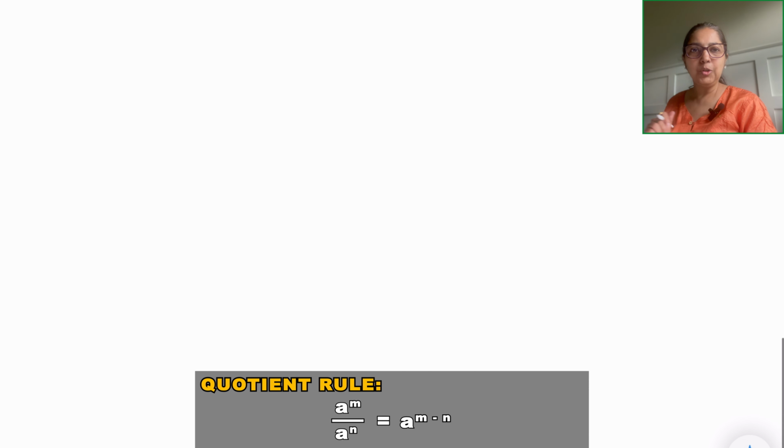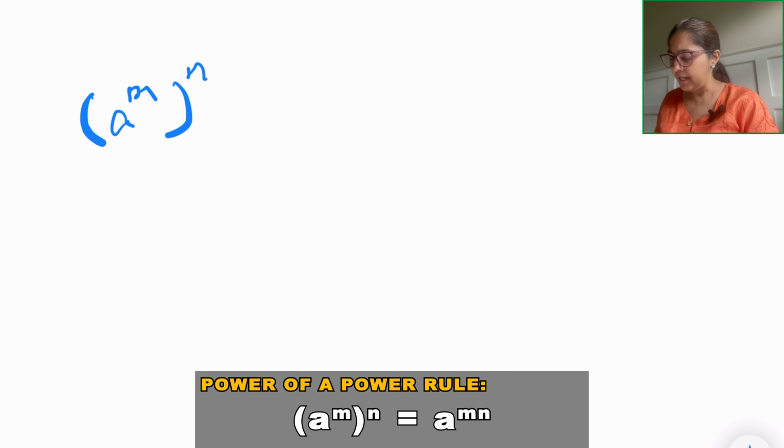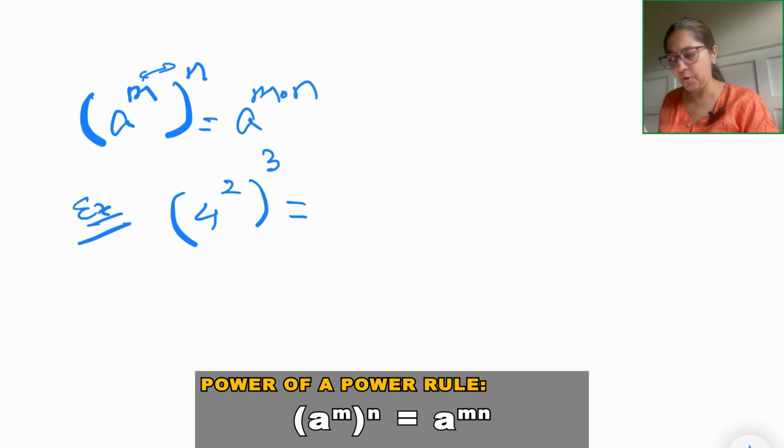Another common example is when we have a base number with an exponent m, put in brackets, and then there is another exponent outside of the bracket. In this scenario, we actually multiply these exponents and rewrite the number as a to the power of m times n. So for example, if we have something like 4 squared and a 3 outside of the bracket, this will in return be 4 to the power of 2 times 3 in the exponent.